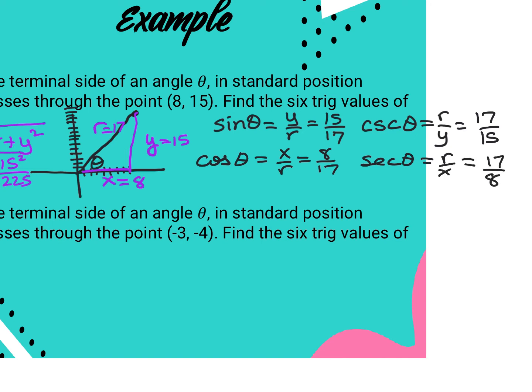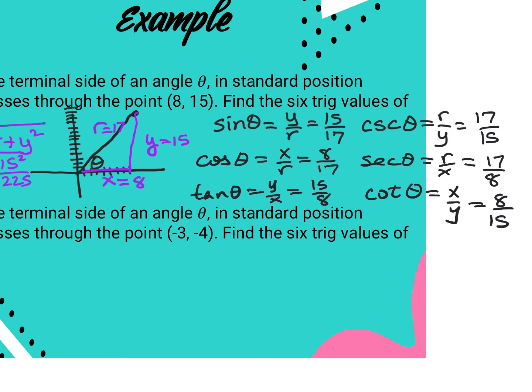And then lastly, tangent. You're going to memorize tangent to be y over x. Take your y, 15 over 8. Its reciprocal is cotangent. Flip the y and the x, and then just put in the numbers, and you're done. So the first 4 questions in the homework, all you're doing is just putting in the numbers, the x, y, and r, into the 6 trig functions.